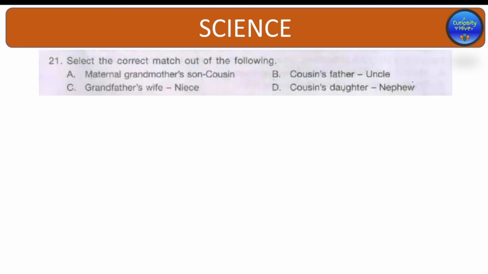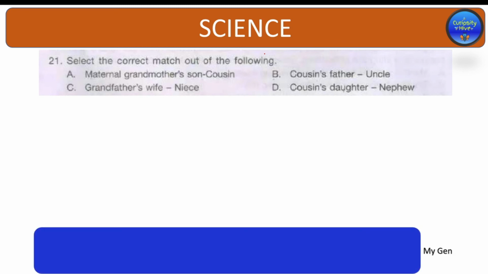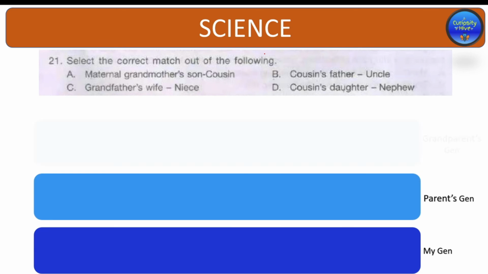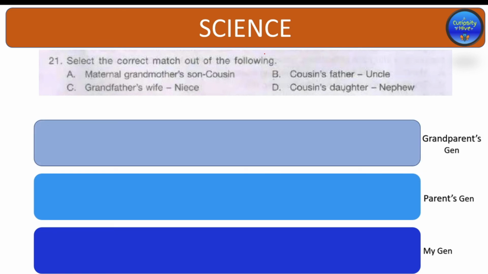Let's look at the next one, which is on relationships. This one is fun. Select the correct match out of the following. Now there are these 4 options given. Well, let me show you an easy way to solve this. Now there is my generation, that is the kids generation, parents generation and grandparents generation.